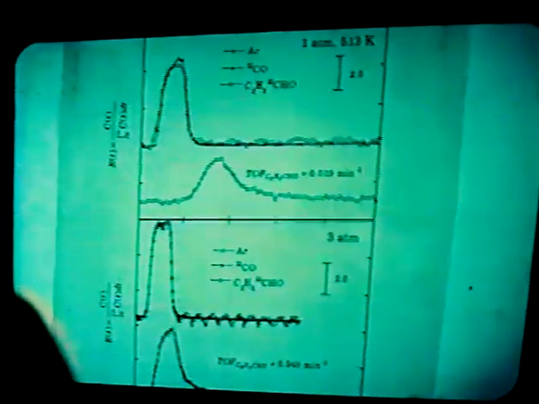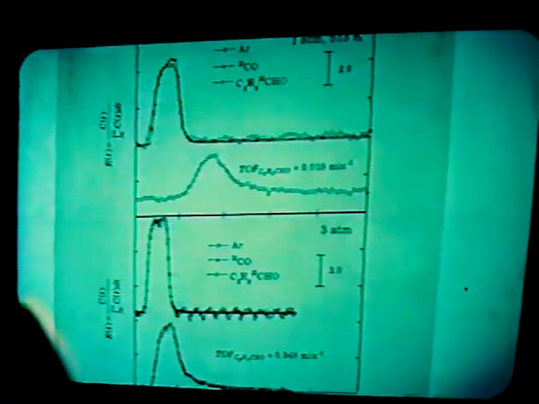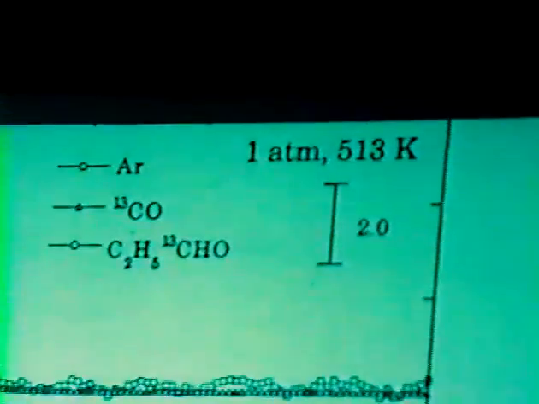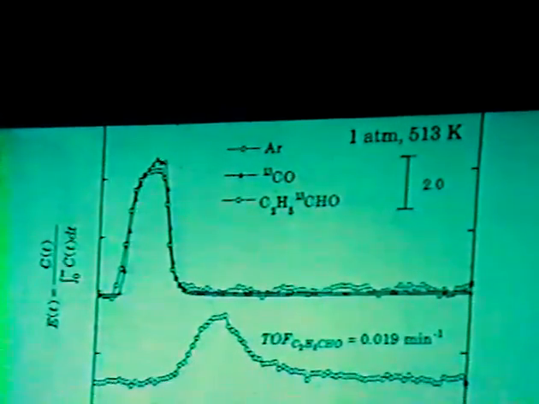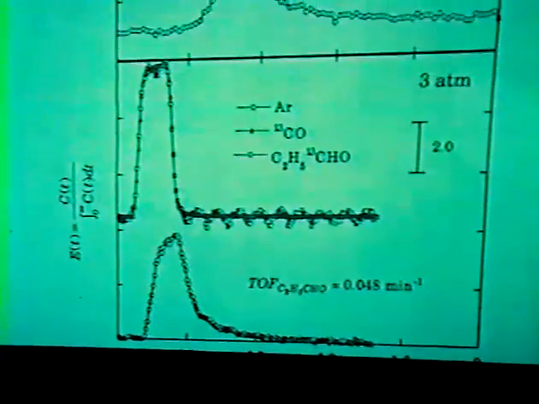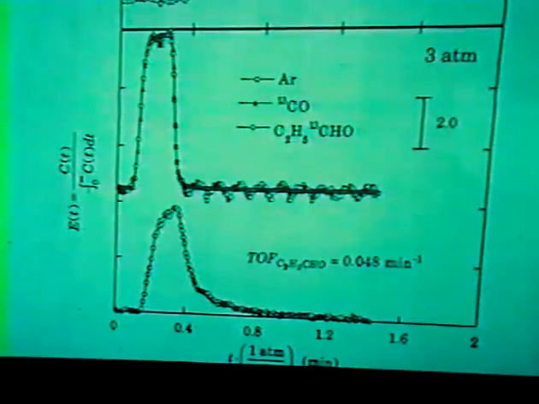Now we use this pulse-training technique to determine the effect of pressure on propionaldehyde formation. The upper figure here is the one you just saw, the pulse response of propionaldehyde determined at 1 atmosphere. The bottom figure is the pulse response of propionaldehyde determined at 3 atmospheres. The time here is normalized time.